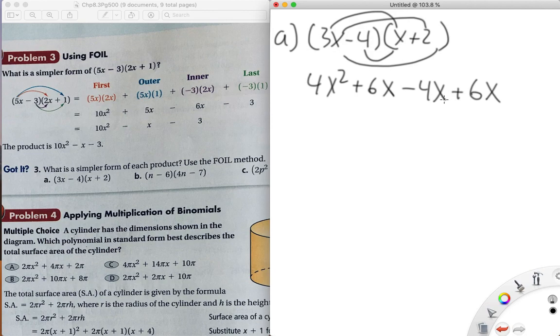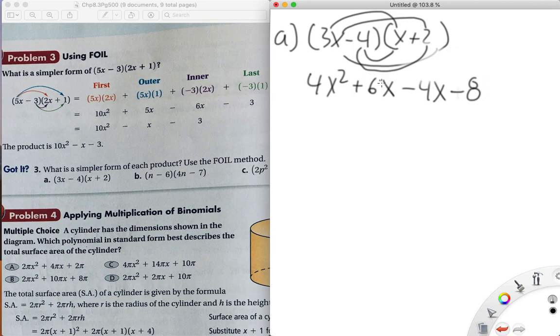Whoops, my brain is not working. Last is 4 times 2, my bad, which is 8. Okay, so 3x times x, which is 4x squared, 3x times 2, which is 6x, negative 4 times x, which is negative 4x, and then negative 4 times positive 8, which is negative 8.